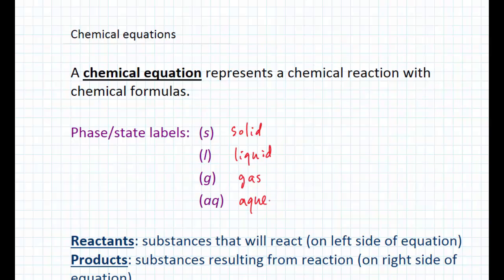Aqueous, which means dissolved in what? Water. So be careful, because something that is aqueous can look an awful lot like something that is liquid. Okay? This liquid is only for pure liquids, where the substance itself is in its liquid form, right? Where it could freeze or it could boil, okay, go into solid or gas straight from there. Aqueous means anything that's been dissolved in water.